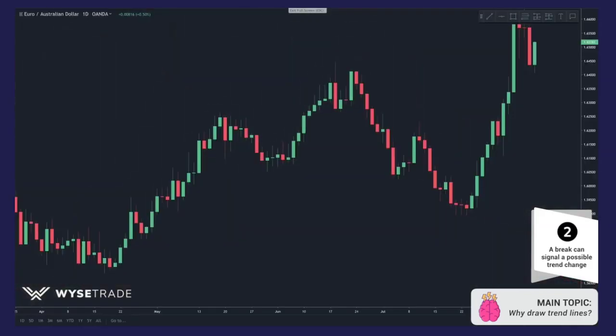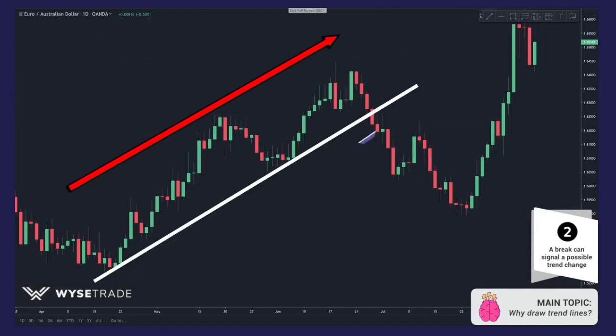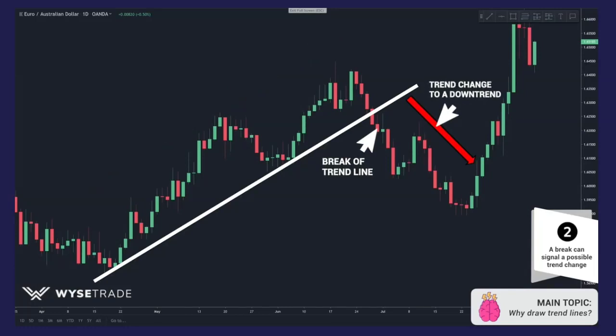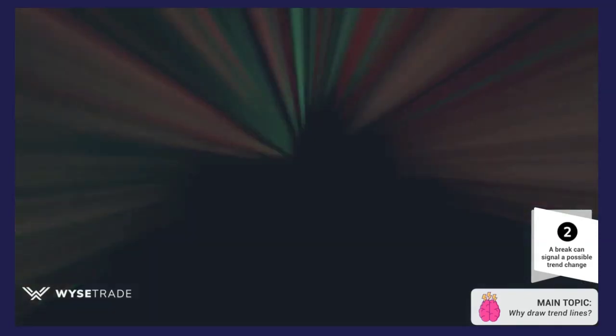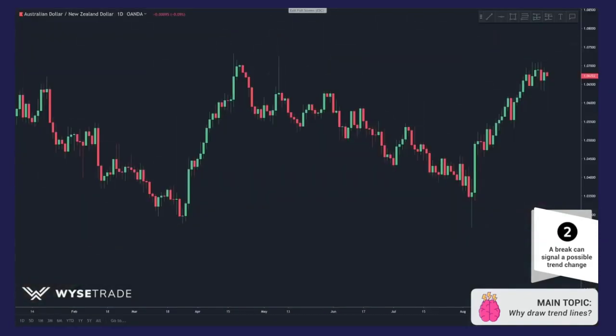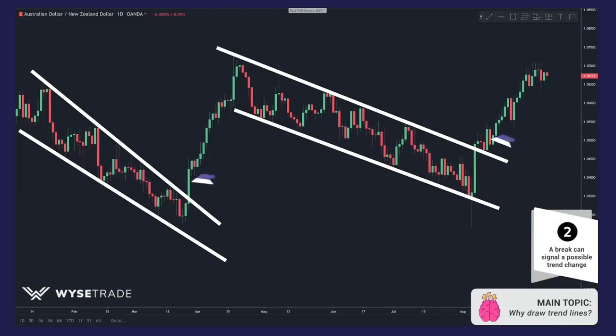So again, you have your moving uptrend, we have our trend line placed along the bottom of the uptrend. Once price breaks this trend line, it signals a possible trend change to a downtrend. And again, once this downtrend starts, we put a trend line above the moving downtrend. And once price breaks this trend line, it signals to us another possible trend change to an uptrend. Again, here were your trend lines. Before, you had your breaks and then trend changes.